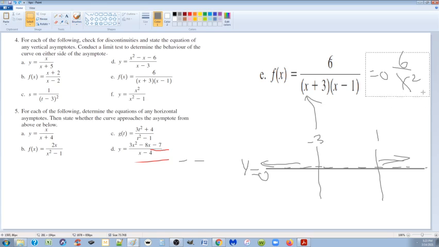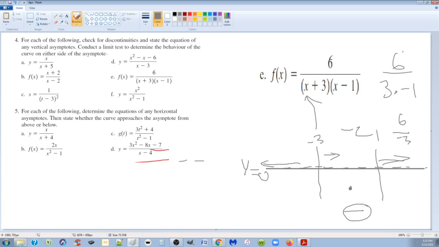And all you need to do now is determine what it does on either side of this. So what's on either side of 1 and minus 3? Well, let's take 0. You get 6 over 3 times minus 1. So you get 6 over minus 3, which is minus 2. So at 0, we're right down here at minus 2. So that's a negative. You just take a negative.